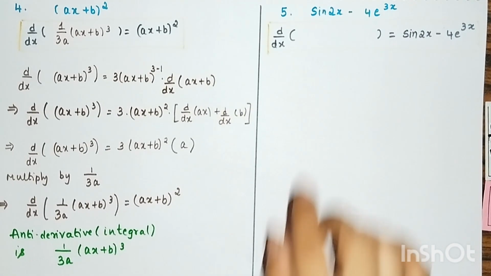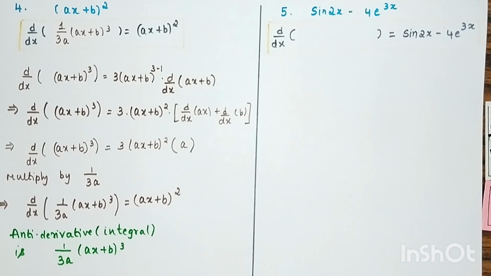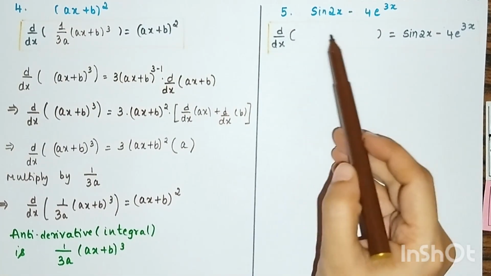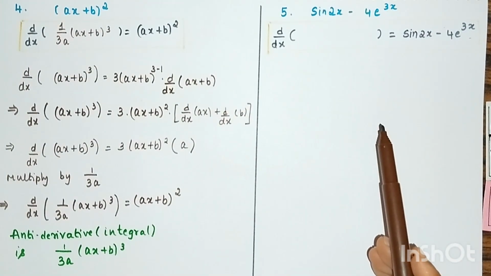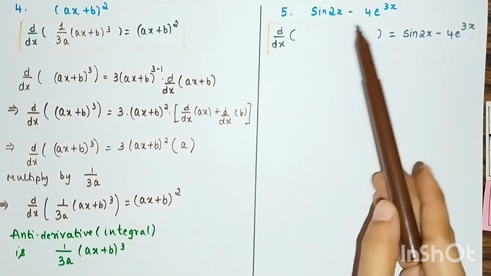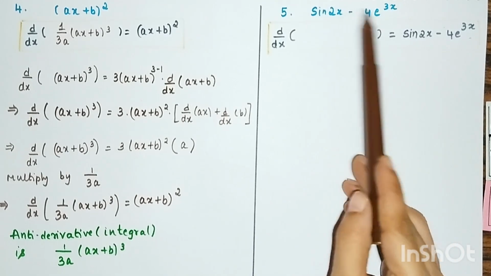Fifth function: sin 2x minus 4 into e to the power 3x. We have to find the antiderivative. So the derivative of which function will give us sin 2x minus 4 into e to the power 3x? Till now we just had one function, but now we have a difference of two functions.